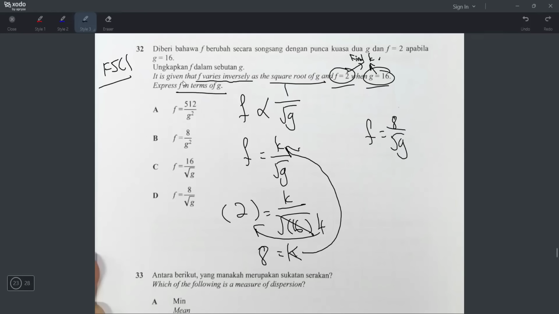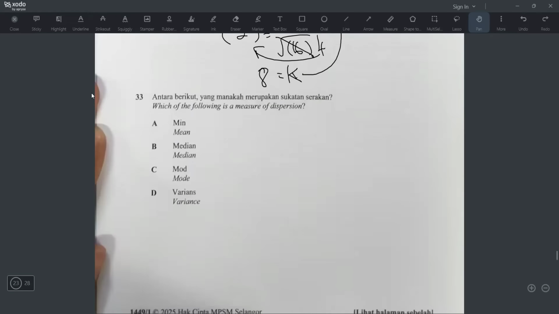And if you read the question, it says express F in terms of G, so this is the answer. F in terms of G. Okay, B is wrong, A is wrong, C is wrong, D lah. Okay, this is quite easy, that's all.